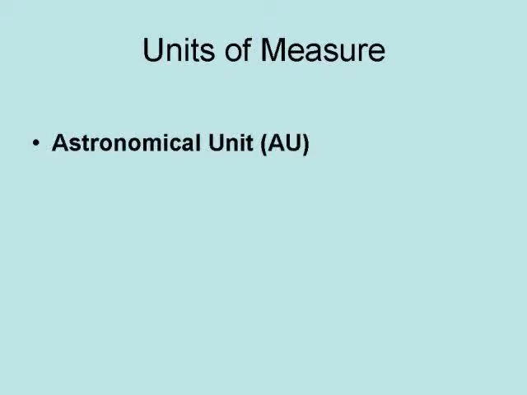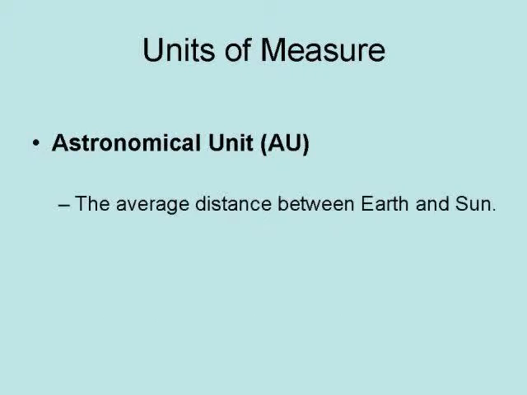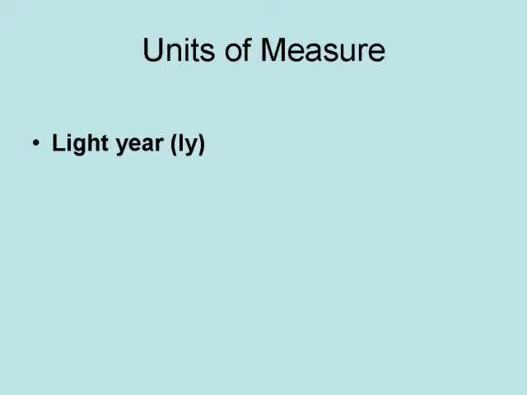Next we have the astronomical unit. It is the average distance between the Earth and the Sun. One astronomical unit equals 149,598,000 kilometers.